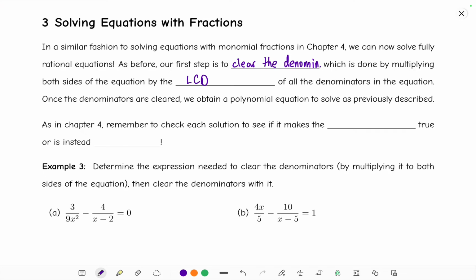As in Chapter 4, remember to check each solution to see if it makes the original equation true or is instead extraneous.